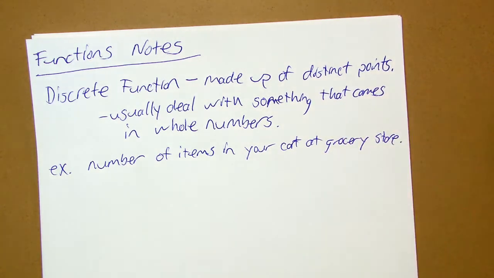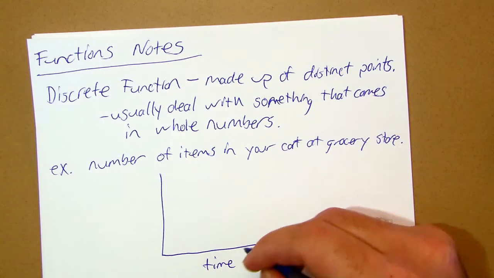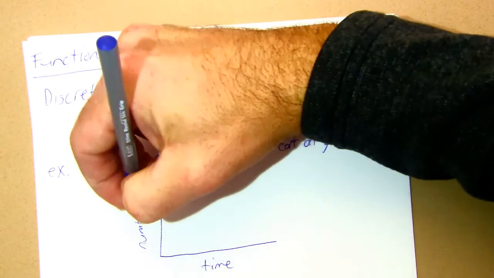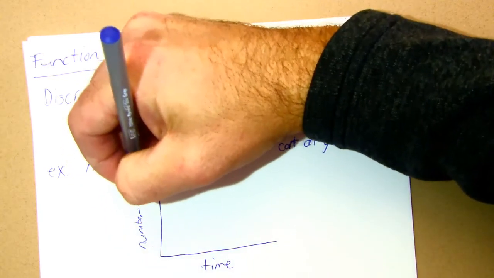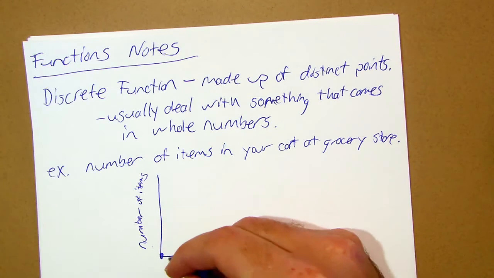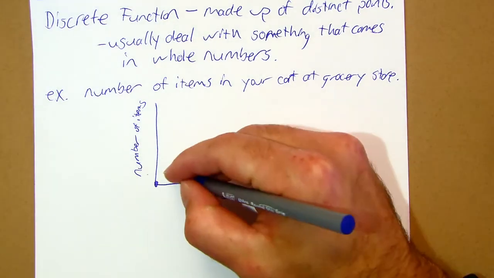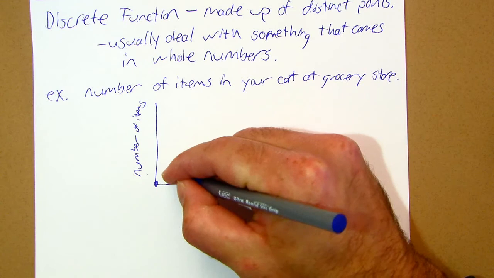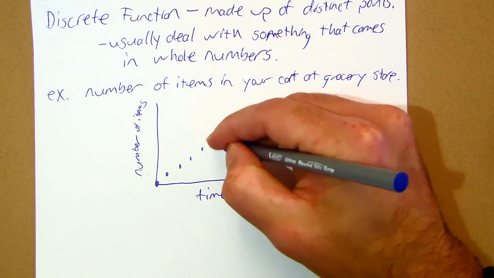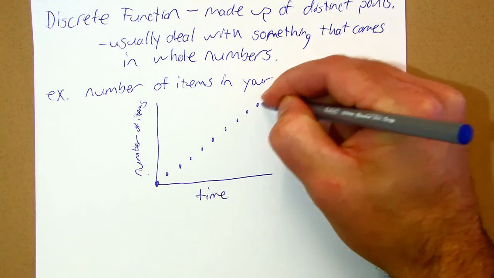All right, so if you made a graph of that, you'd have time on your x-axis, you'd have number of items on the y. So you'd start off at 0, 0. You're putting items in your cart at a pretty quick clip here. But yeah, it would keep increasing. You'd have 1 item, then 2 items, then 3 items, then 4 items, then 5 items, then 6 items, then 7, then 8, then 9, then 10.